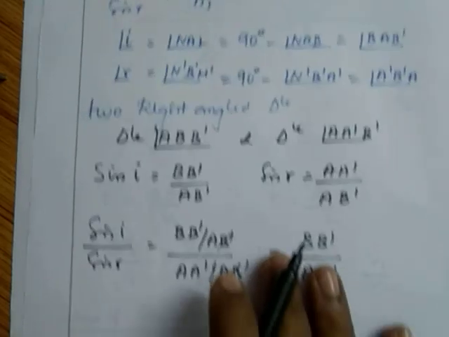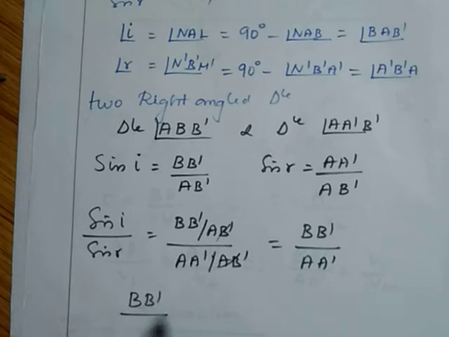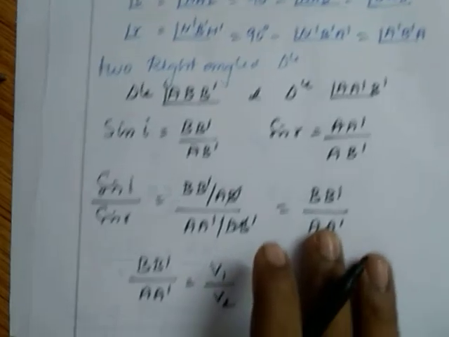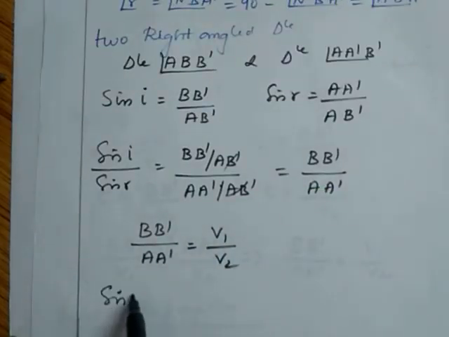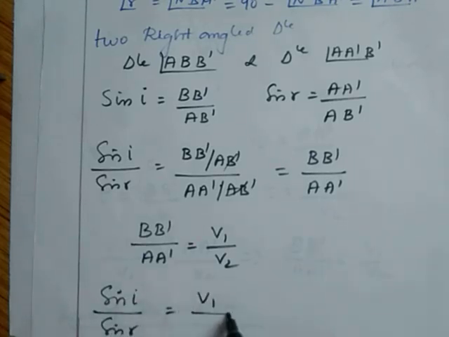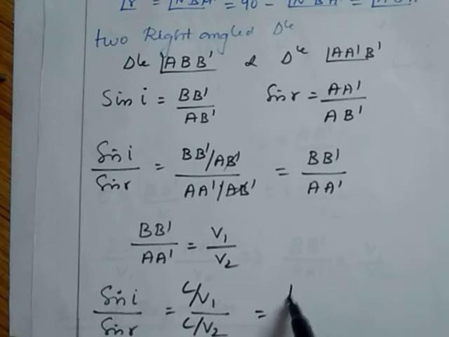We know BB' by AA' is equal to v1 by v2. So we can write sin i by sin r is equal to v1 by v2. Here I can write that is c, here it is c. We know the velocity of light in vacuum to the velocity of light in a medium is the refractive index of the medium, n1.